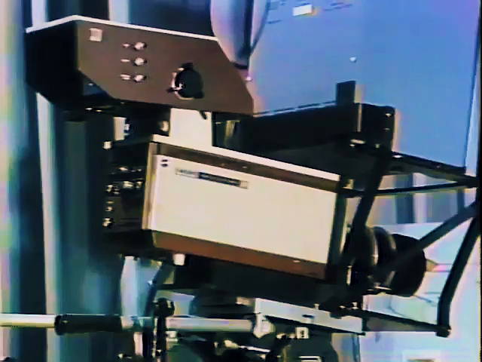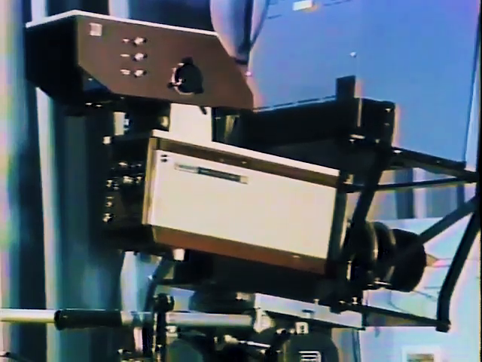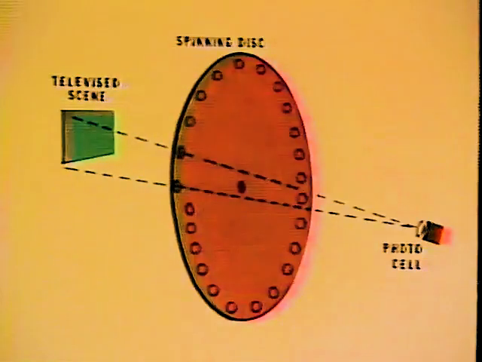We now need to look at how the original scene to be televised is converted into the electric signal which is applied to the monitor. In other words, how does the television camera work? In the wire photo, a single cell was used to slowly scan across a photograph. The earliest successful television camera was a modification of this idea.